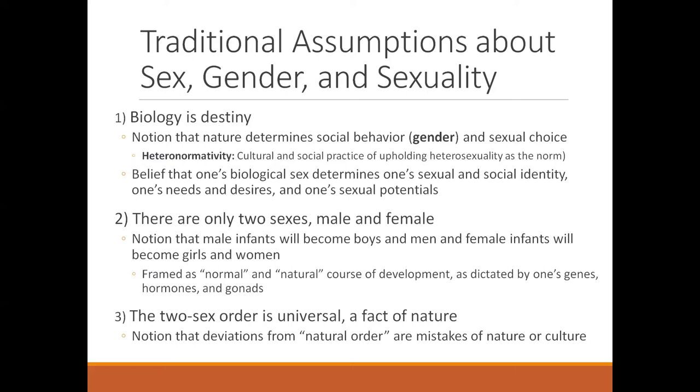Another traditional assumption is that there are only two sexes, male and female, and it reinforces the notion that male infants will become boys and men and female infants will become girls and women. This is framed as a normal, quote unquote, and natural course of development as dictated by one's hormones and gonads and so on. This also leads to the third traditional assumption that the two-sex order is supposedly a universal trend and a fact of nature. So this reinforces the notion that any deviations from the natural order, quote-unquote, are mistakes of nature or of culture.